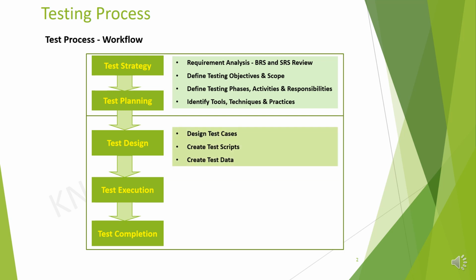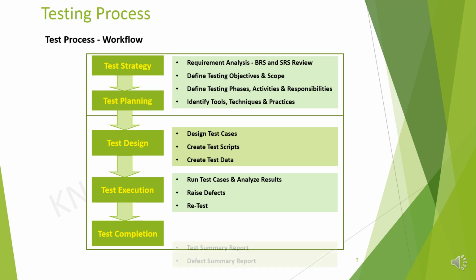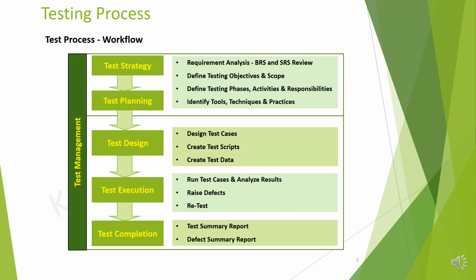Whereas in test design phase, we create the test cases, test scripts, and test data. In test execution phase, we run the test cases which are prepared earlier, then we'll analyze the results. If any error found, then raise the defects and retest the fixed defects and close it in the system for defect cycle completion. In test completion phase, we will prepare the test summary report and defect summary report. The entire process will come under test management.